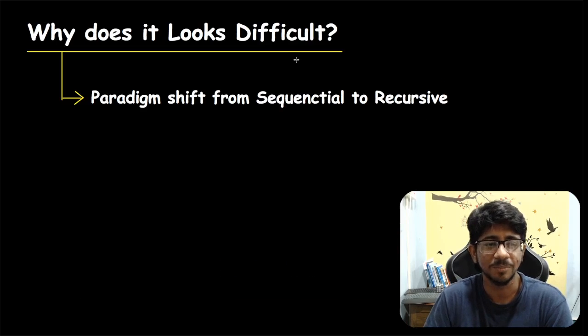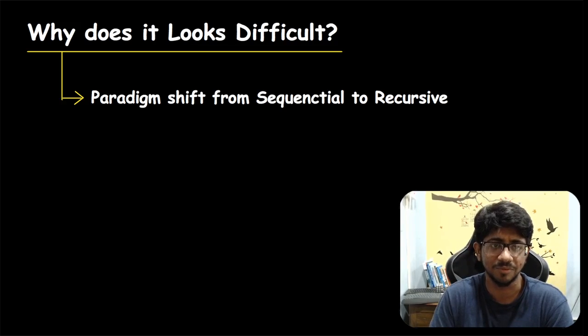Okay, the number one point why I feel it looks difficult is that there is a paradigm shift from sequential to recursive when you first start with DP. That means most of the processes that we have been doing, like looping, if else, and all these things, are mostly sequential in process. You have a sequence that you can follow. But recursive definitions are pretty difficult to track, and you have to see those recursion stacks and all to understand. So that makes it difficult to visualize how the process is working. That's one of the points.